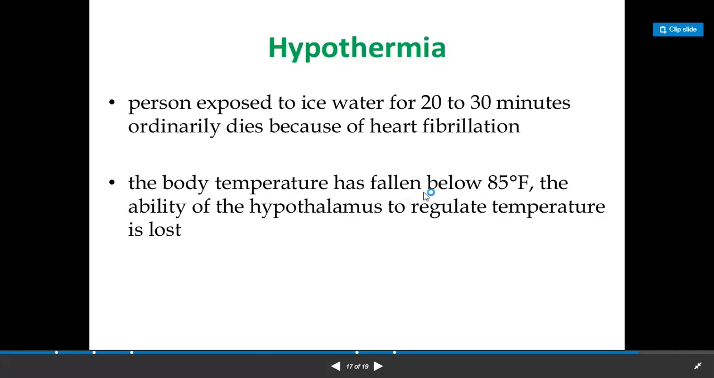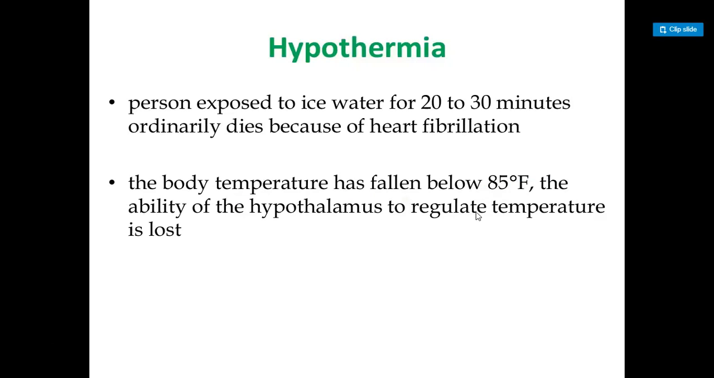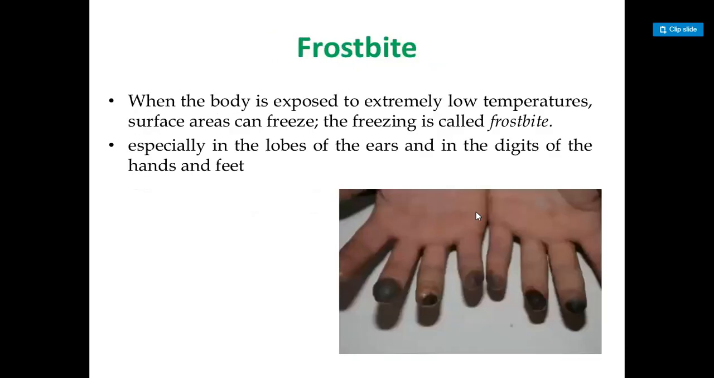Okay, so the body temperature has fallen below 85 degrees, and the hypothalamus is not able to regulate the temperature because it is too low, far, far below the ability of the hypothalamus to regulate. So you have that hypothermia, and that could also lead to what we call frostbite.